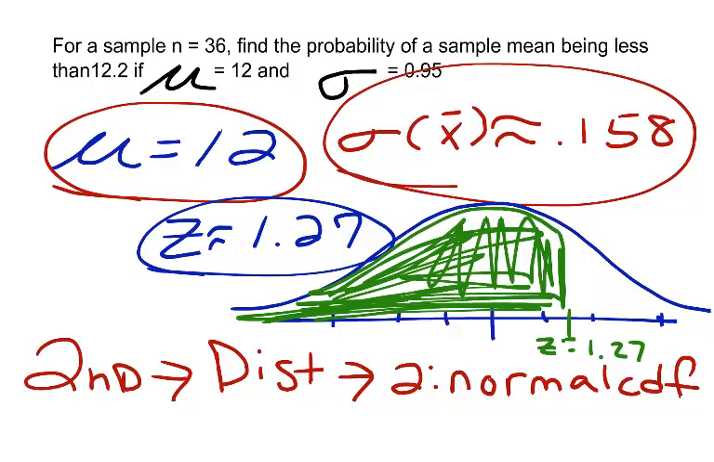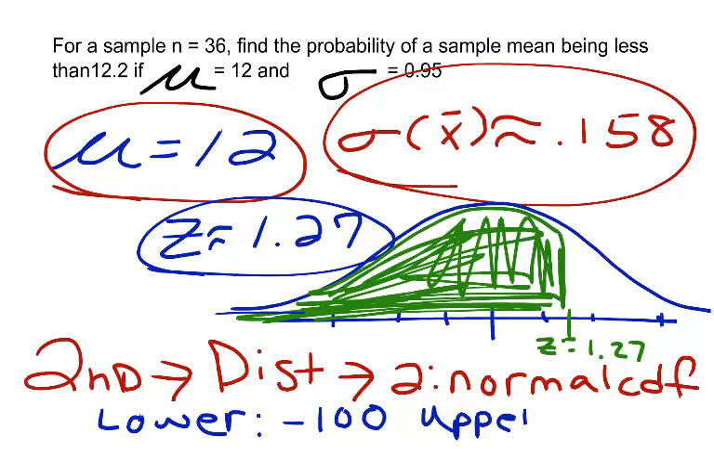From here, you'll enter in a lower bound. Now, since we're looking to the left, we can establish a lower bound. Really, -5 or below is sufficient. I usually use -100. So my lower bound would be -100. My upper bound, of course, is just my z-score.